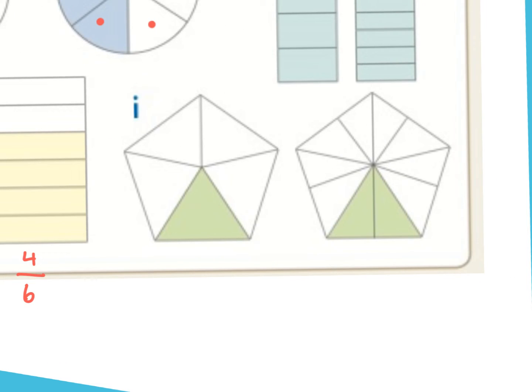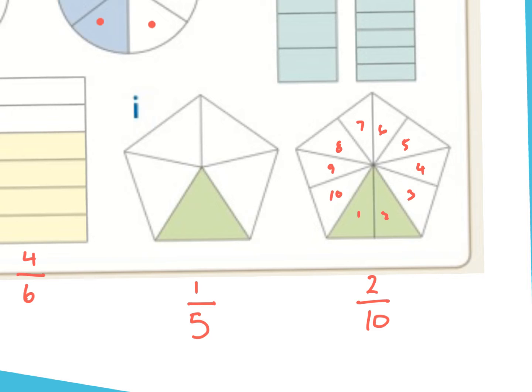Looking at this one over here, I've got 1 shaded of 5, all right? And then over on this side, I've got 2 shaded of 1, 2, 3, 4, 5, 6, 7, 8, 9, 10. So 2 of 10. So they're equivalent fractions too.